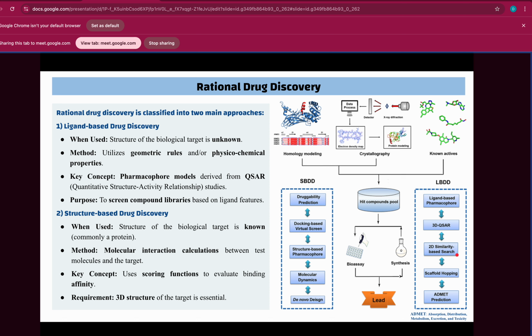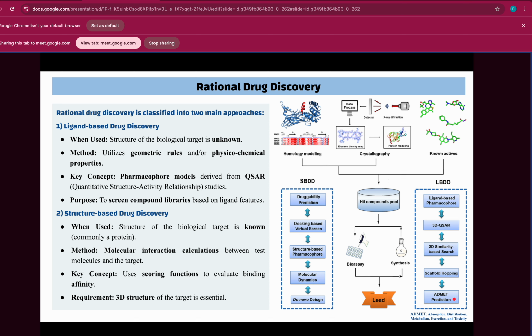Then after developing those models, we look for the 2D similarity based search, in which we design multiple chemical compounds and see how they are similar to one another, what the similarities are. Then scaffold hopping. These are some of the methods in which you generally optimize the structure so that it can give better properties. Then ADMET predictions are done.